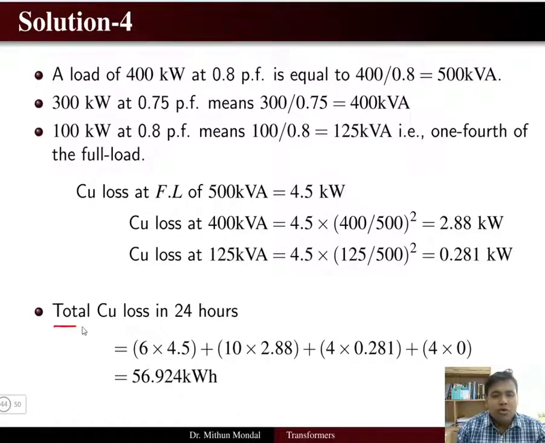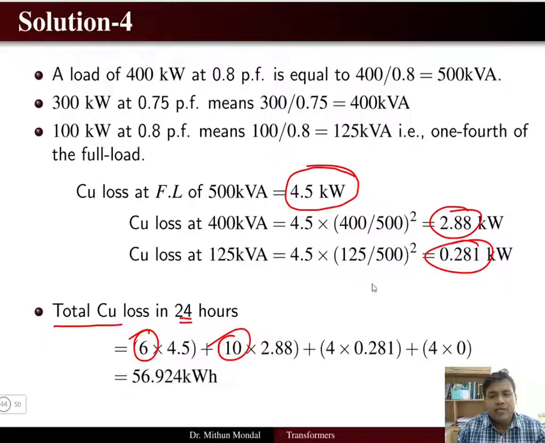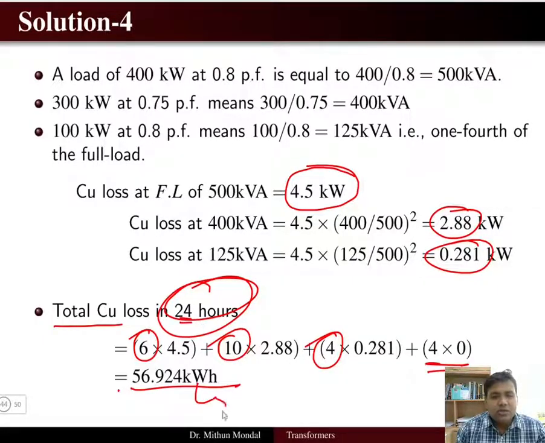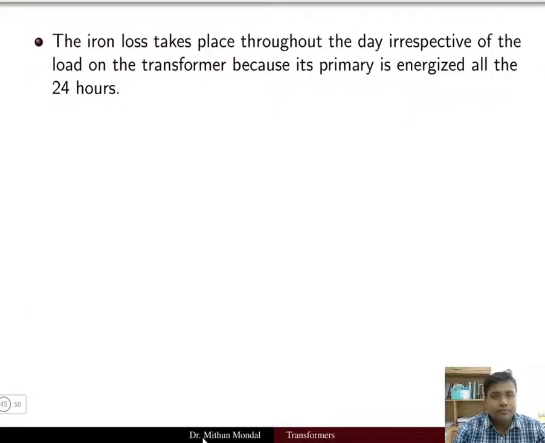Now what is the total copper loss in 24 hours? This 4.5 kilowatt was loaded for 6 hours, 2.88 kilowatt was loaded for 10 hours, and 0.281 kilowatt was loaded for 4 hours, and for the remaining time there is no loading at all. So the total copper loss within 24 hours will be 56.92 kilowatt hour. Okay, so this is the unit of energy. We are determining the energy which is lost in 24 hours in copper.